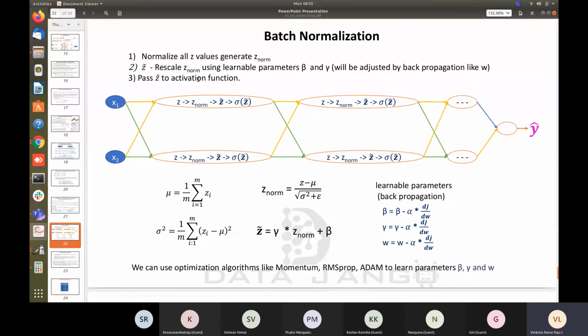See, you pass x1, x2. You calculate z. What is z?